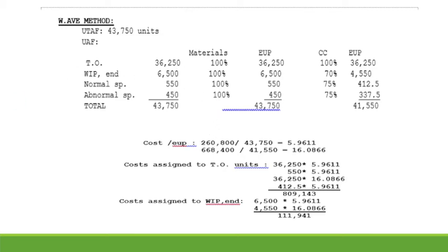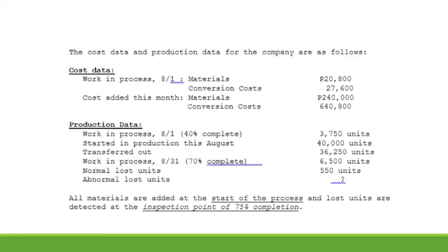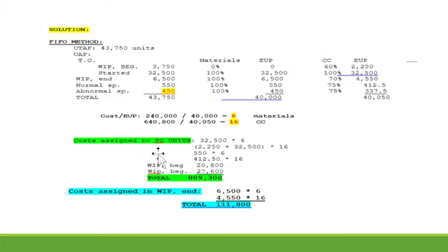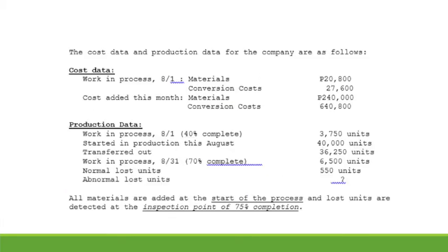Isasama ko ba yung, di ba ang question lagi sa cost is, lahat ba ito o yung cost added this month lang? The answer is, lahat. So, this is the main difference also. Kung kanina sa FIFO method, ang sinasama lang natin is, dito sa cost per EUP computation is the cost added this month. Sa ating weighted average method, isasama natin yung WIP beginning ng materials 2,800 plus 240,000 cost added this month, that is 260,800.